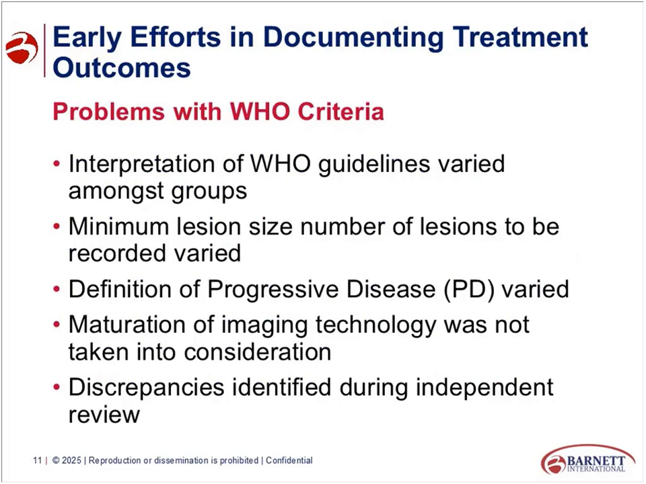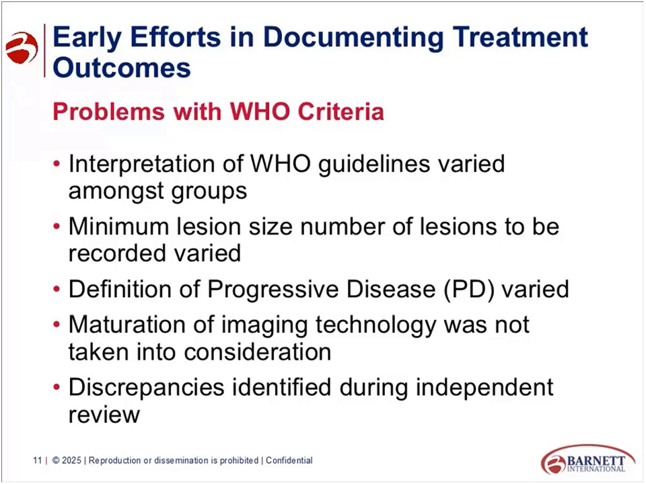So that WHO criteria became widely used, but it also brought to light some deficiencies with the criteria. Some problems included the variability in the way different groups interpreted the criteria, the minimum lesion size numbers recorded, and the definition of progressive disease. Additionally, this criteria didn't take into account new imaging technologies, and there were discrepancies identified during independent reviews of reported responses.